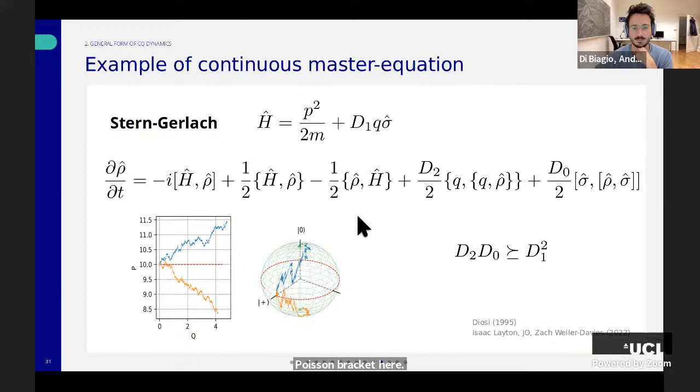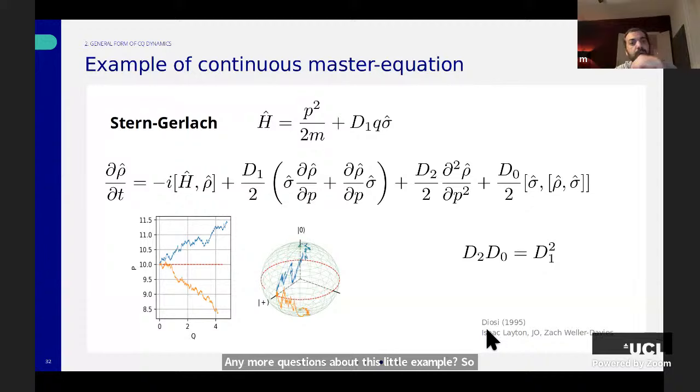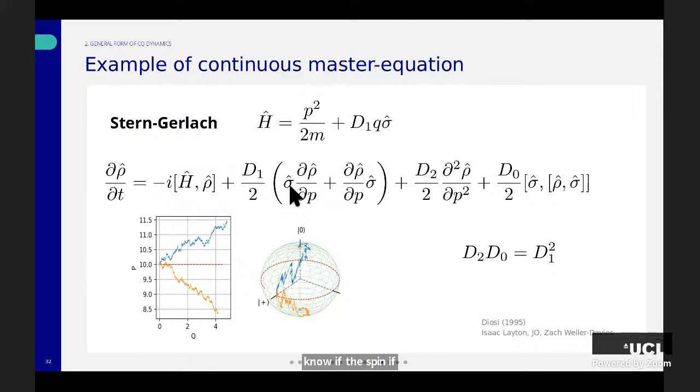Any more questions about this little example? Here's what it looks like. So you can see that if the spin is up on the, I always forget which is the Bra, which is the Ket, but on the one side, then the particle will go up, and if it's on the left side. So if for example you have a diagonal density matrix, then it just acts like a stochastic process with the spin up or the spin down. But if it has coherences, then those also play a role.